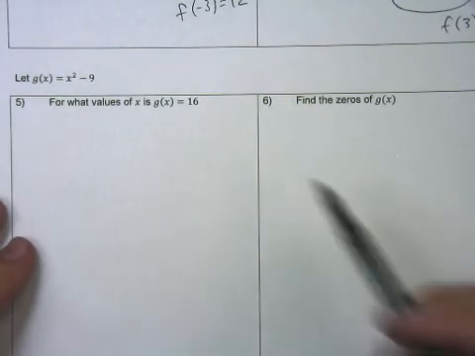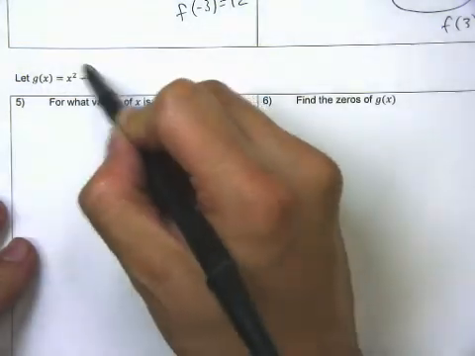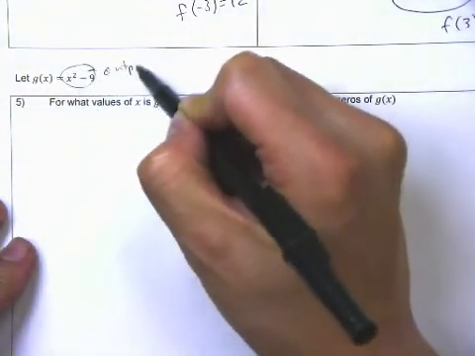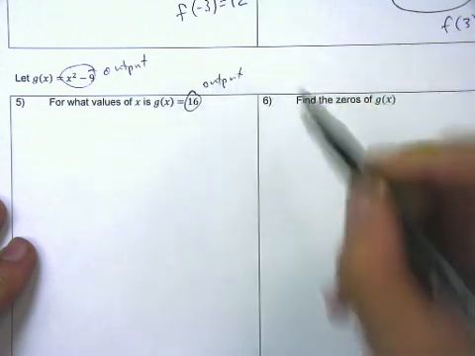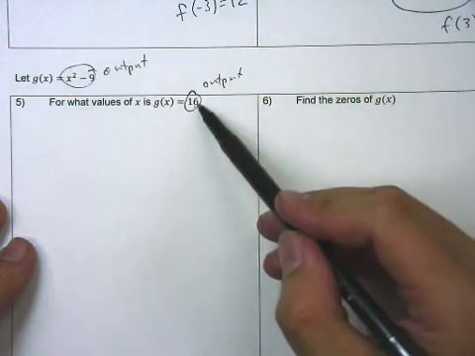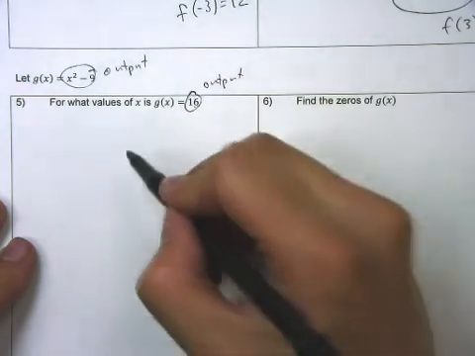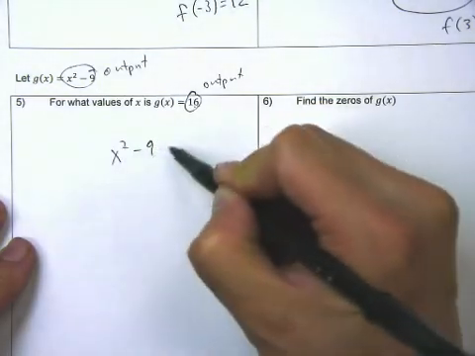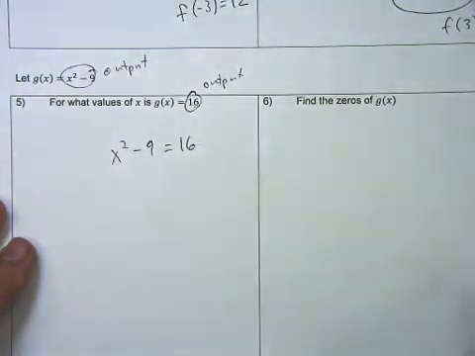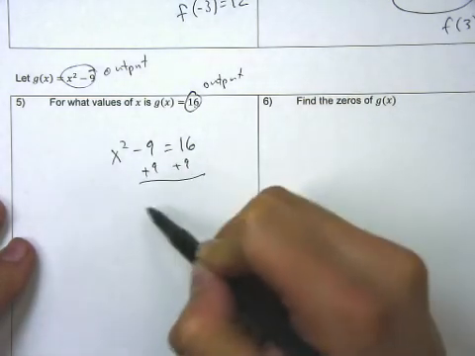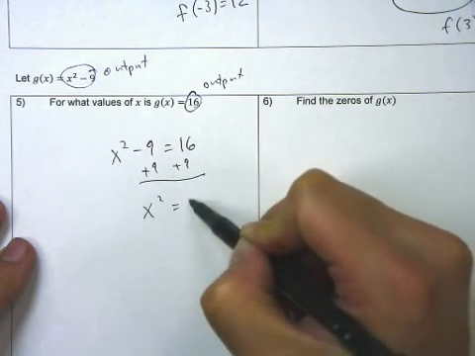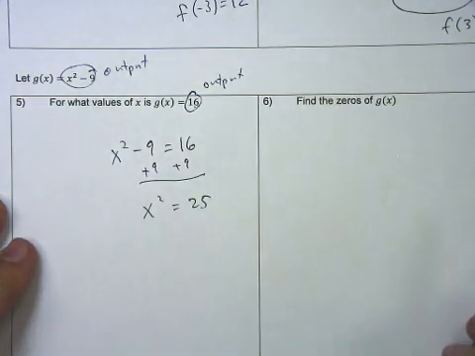All right, so in other words, this is saying, when will this output be equal to 16? Right? What input values give us an output of 16? So we can try to figure out when will x squared minus 9 be equal to 16. All right? So let's solve this. Well, I would add 9 to both sides. And then we get x squared is equal to 25.